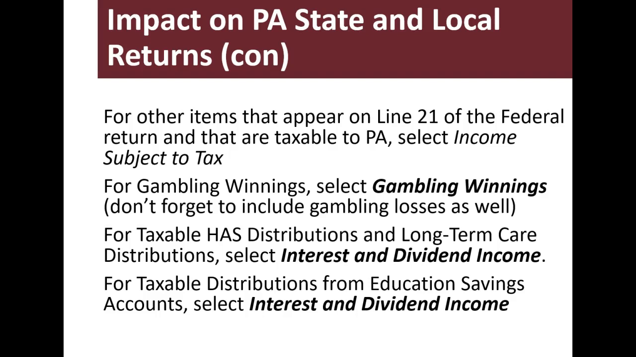Now, some items, as you noted in our earlier chart, are taxable to PA, but they're not taxable on line 1. They're taxable on another line of the PA return. Those also have to be manually entered at this time. So if you have gambling winnings on line 21, you don't create a 1099 miscellaneous in the Pennsylvania return. You go to gambling winnings on the Pennsylvania return.